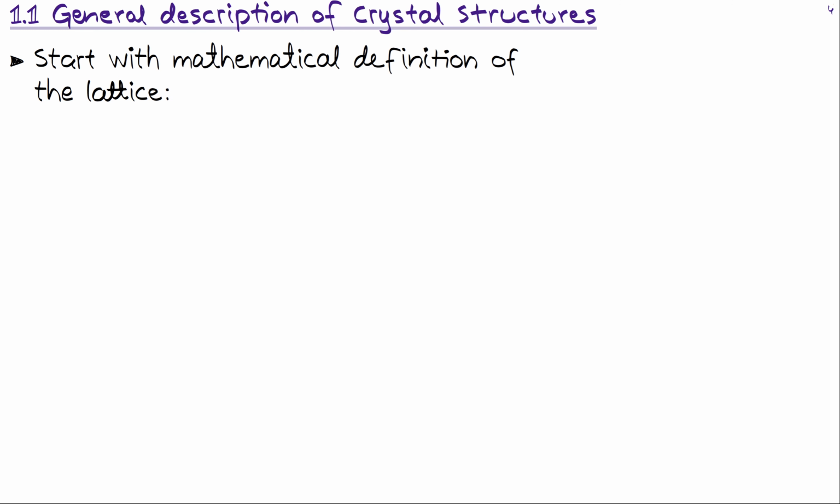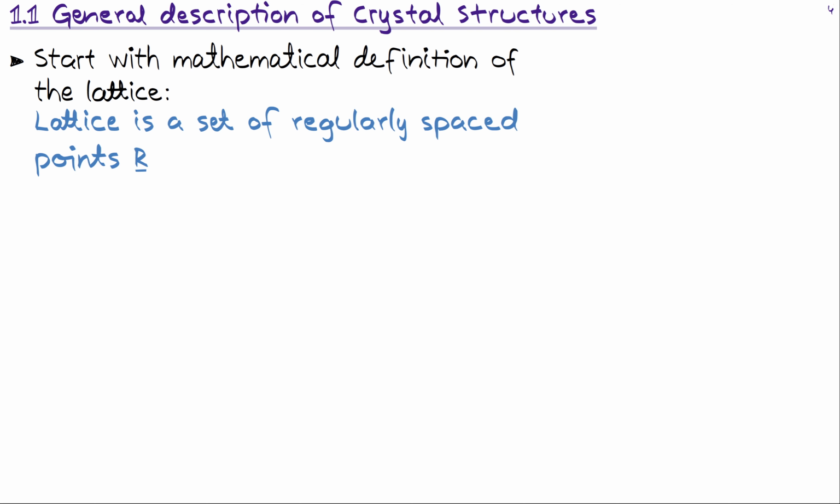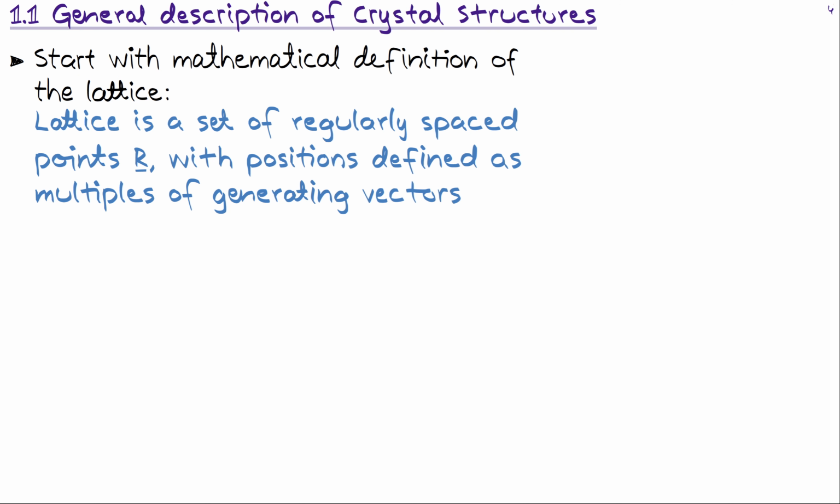And as I promised, we will really start with the mathematical definition of the lattice. Hoffman's book is saying things verbally, so that the lattice, and lattice is a word meaning it's a periodic arrangement of something. So a lattice is a set of regularly spaced points R, and that's our lattice vector R. And the positions are defined as multiples of generating vectors. So that's a piece of terminology here. So we have some kind of vectors that act as generators of this space. And the space is basically the collection of all the points R that may be formed accordingly.